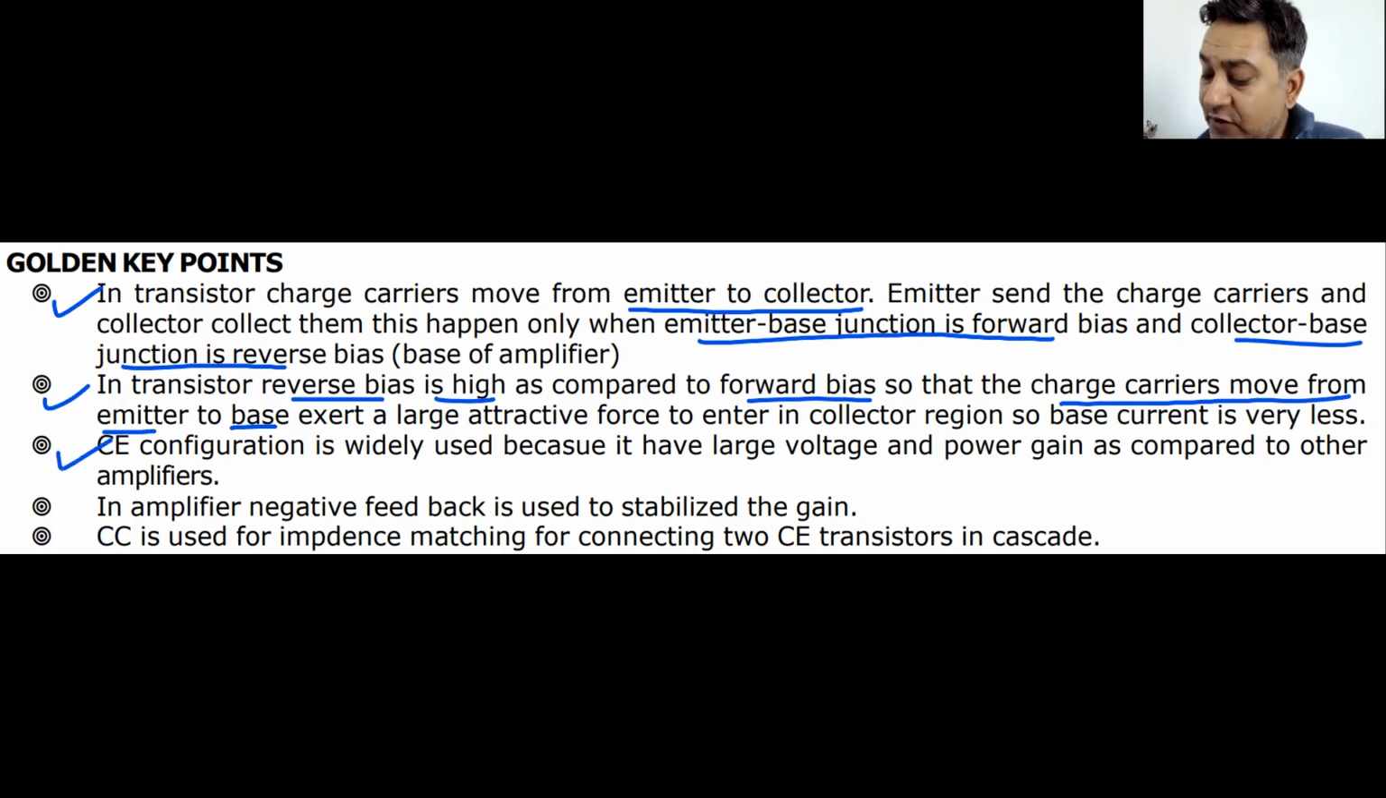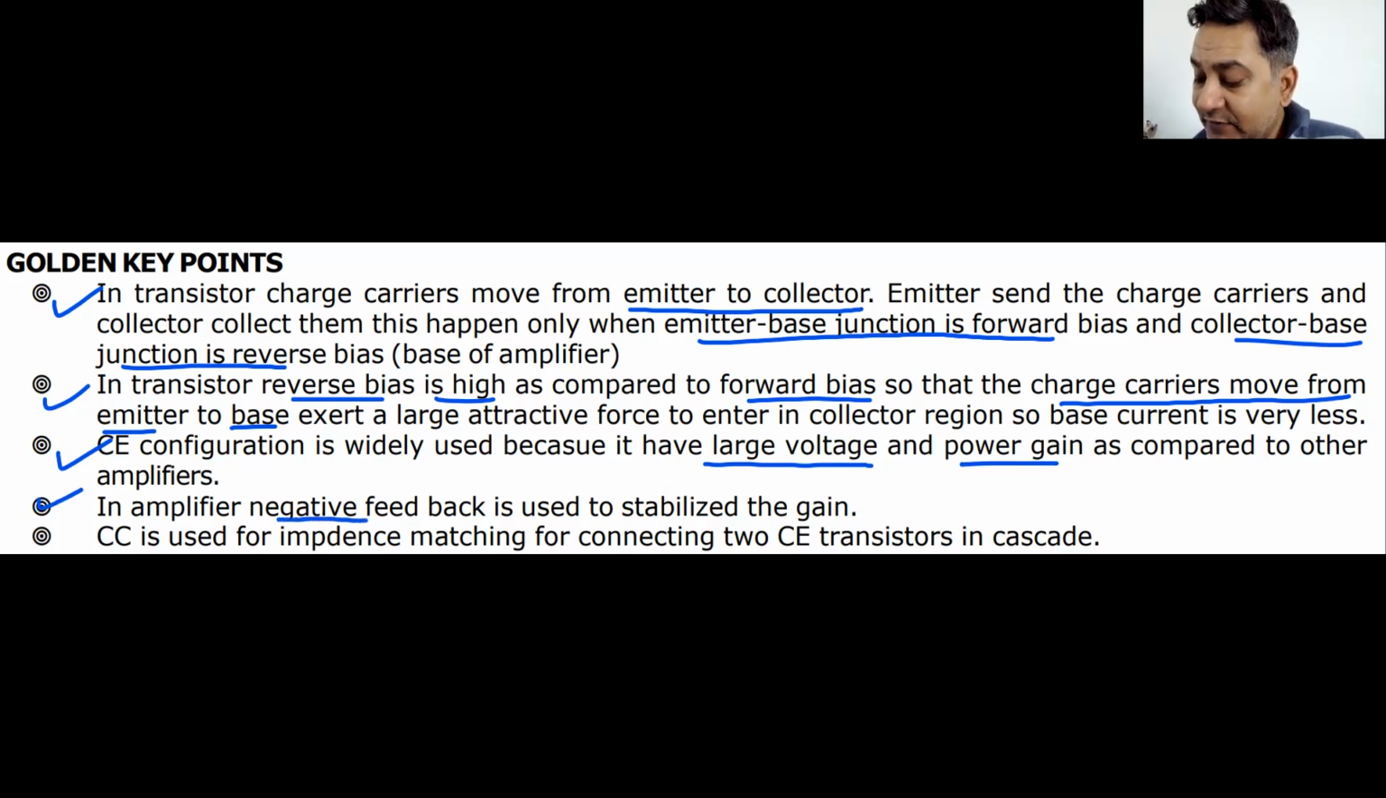Common emitter is widely used because it gives very large voltage gain. We have seen the use. Yes or no? Yes, sir. Power gain and voltage gain is highest in case of common emitter.